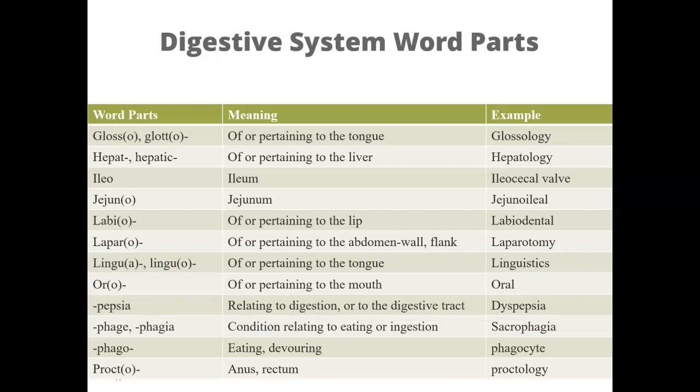Labio is referring to the lip. Laparo is referring to the abdominal wall or the flank. Lingua or linguo is referring to the tongue. Oro is referring to the mouth. Suffix pepsia means to digest or to eat. Phage or phagia is referring to eating or ingesting. Phago means to eat or devour. And then our word part procto means anus or rectum.